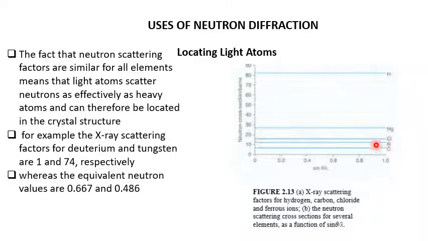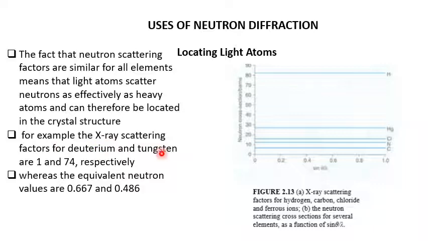These are very close to each other. So that is why it is said that neutron scattering factors are similar for all elements, which means that light atoms scatter neutrons as effectively as heavy atoms. So both light atoms and heavy atoms will effectively scatter the neutrons, and that is why the light atoms can also be detected and heavy atoms can also be detected. Therefore, the light atoms can be located in the crystal structure.